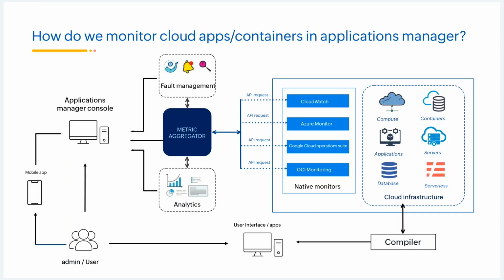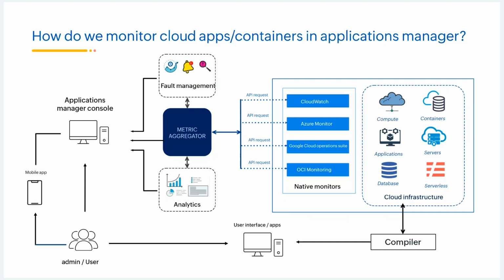So now let's take a look at how Applications Manager helps monitor the cloud applications as well as the containers. Applications Manager integrates with various cloud platforms and gathers performance metrics through API requests. So it works with native cloud monitoring services like AWS CloudWatch, Microsoft Azure, GCP Suite, and OCI monitoring. So these services provide crucial insights into different cloud resources, such as cloud compute instances, containers, databases, servers, and serverless components.